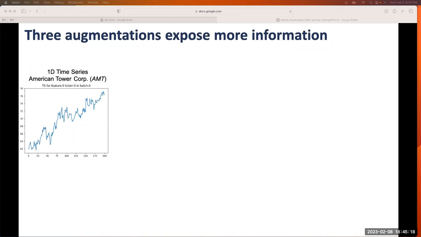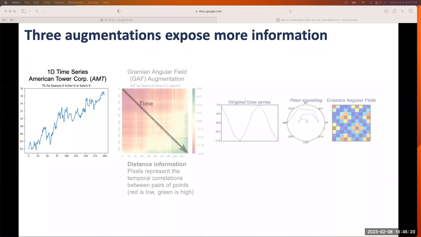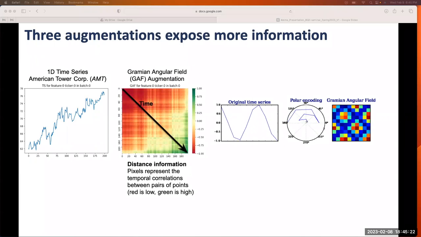And we are also leveraging three common data representations for time series data augmentations, or more accurately, I should say, expansion recoding. So we have the first one called the GAF, which stands for the Gramian angular field. It looks at the temporal correlation between pairs of points. Just like from 1D time series, we can expand it into 2D.